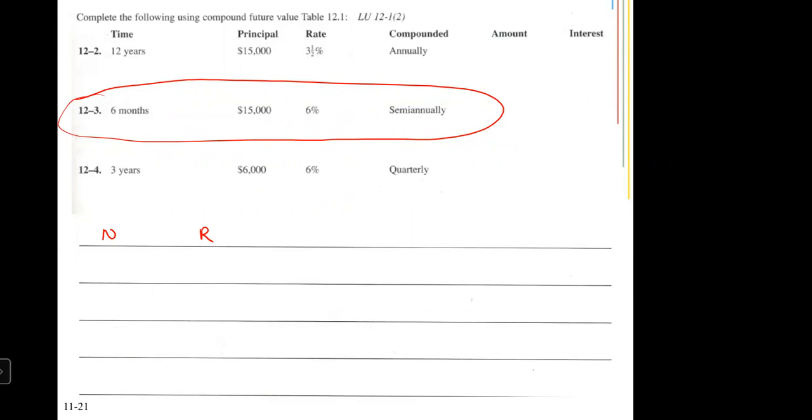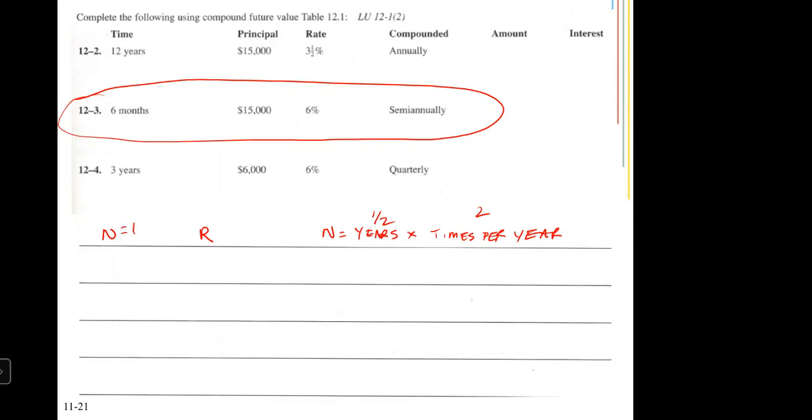Half a year. So when you find the number of periods, it's the number of years times the times per year. That's how you find the number of periods. N equals years times times per year. In this case, it would be half a year, and semi-annual is how many times a year? Twice. So 2 times half gives you 1. So the N for that one would be equal to 1.